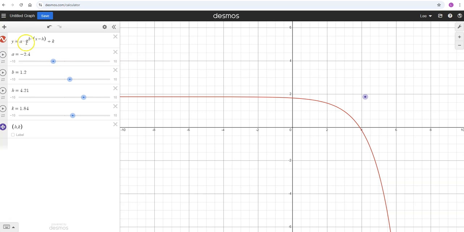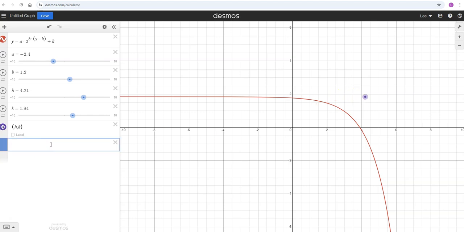So instead of 2 to the b, you could just put a base b, but a lot of times you'll get more change a little faster if you have that b as something in the exponent that you can slide rather than just the entire base itself. So I'm going to go ahead and leave it like that.